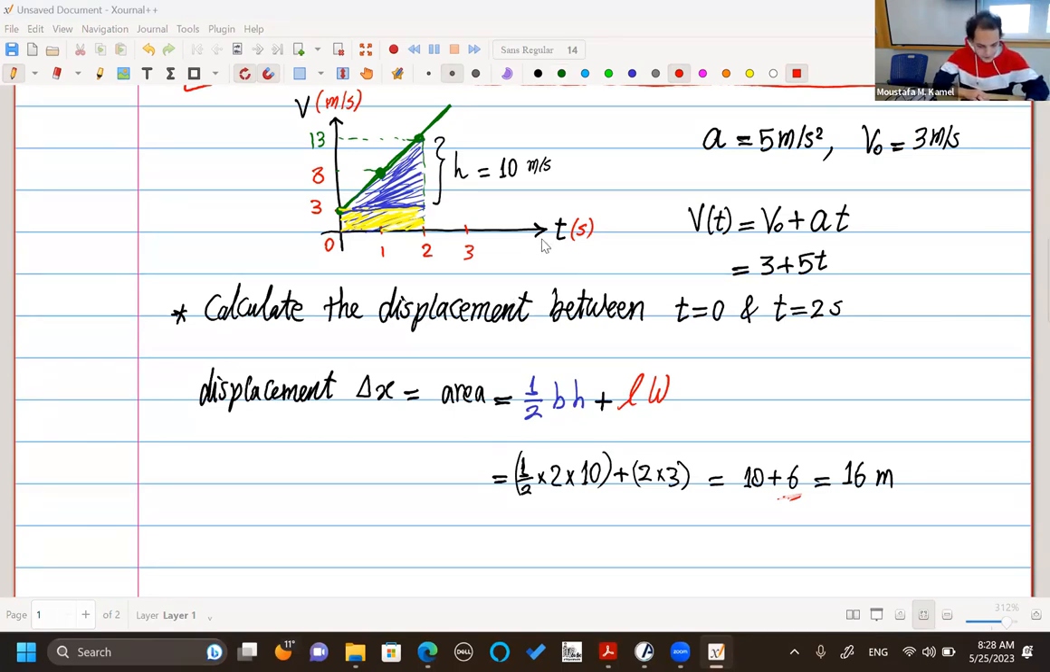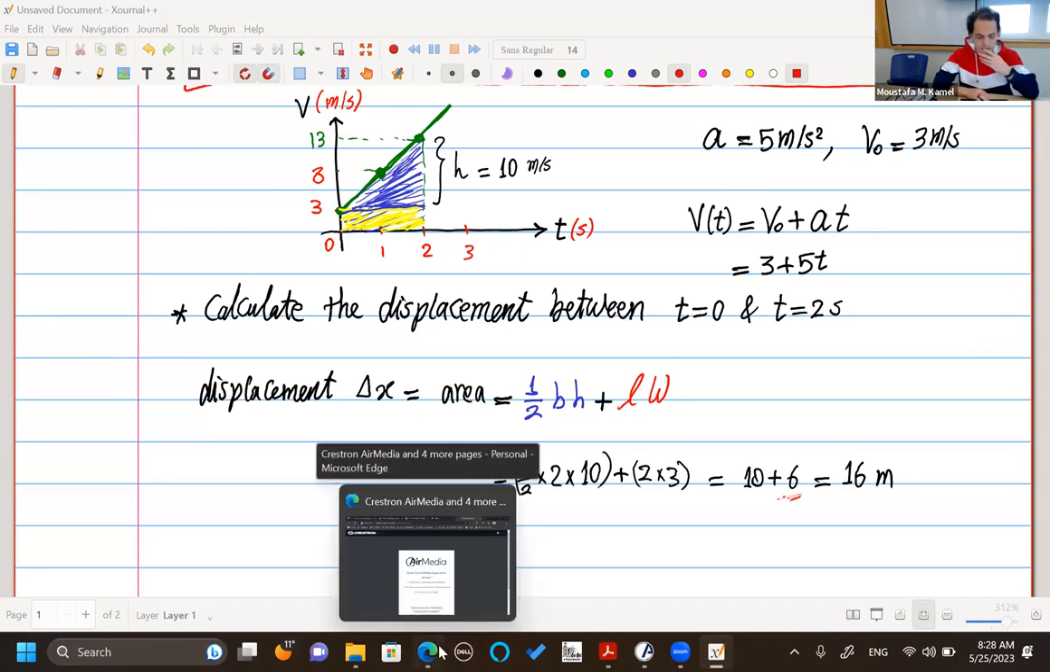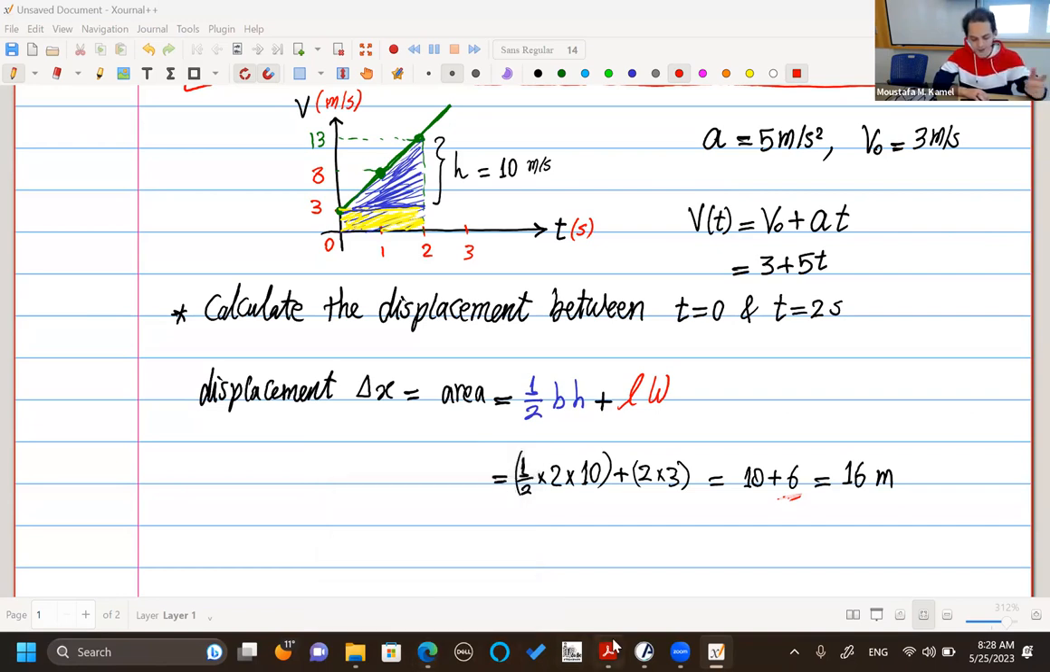Oh, okay. So the base is still 2, but the height is 3. Let me show you how it is working. Last problem. Thank you.